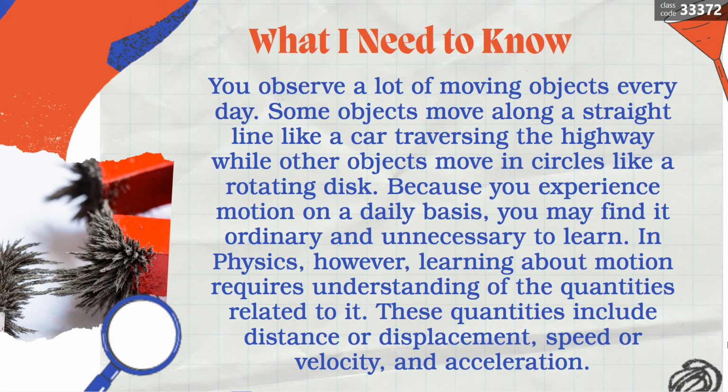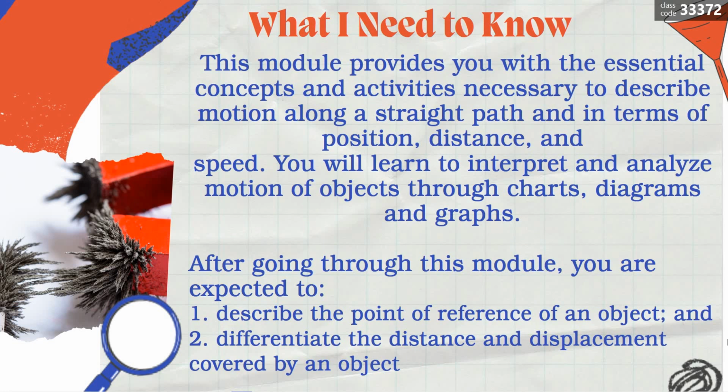In physics, however, learning about motion requires understanding of the quantities related to it. These quantities include distance or displacement, speed or velocity, and acceleration. What I need to know. This module provides you with the essential concepts and activities necessary to describe motion along a straight path and in terms of position, distance, and speed. We will learn to interpret and analyze motion of objects through charts, diagrams, and graphs.